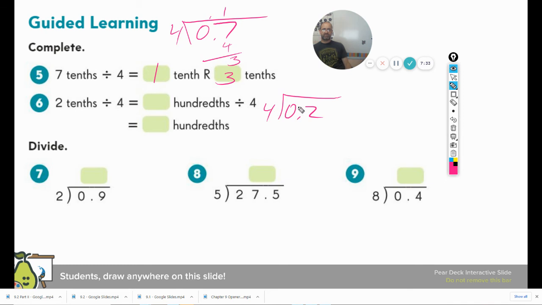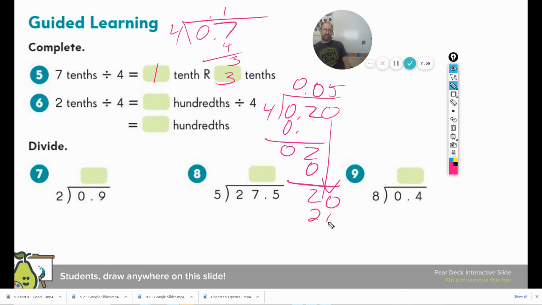Okay. 4 goes into 0, 0 times, because that's giving you the 0 at the top. 0 times 4 is 0. Subtract, you get 0, bring down the 2. 4 goes into 2 how many times? 0. 0 times 4 is 0. I got 2 left over. I can keep doing this all day long. 4 goes into 20, 5 times 4 is 20 with nothing left over. So 2 tenths divided by 4 is also 20 hundredths divided by 4, or 5 hundredths. Okay, in this case, this was simpler.